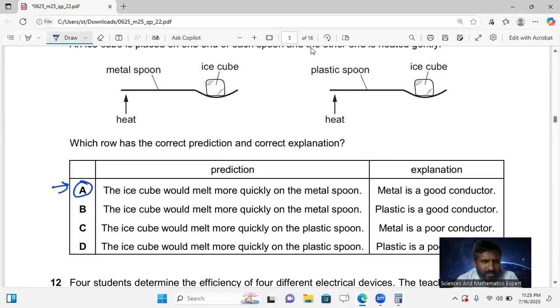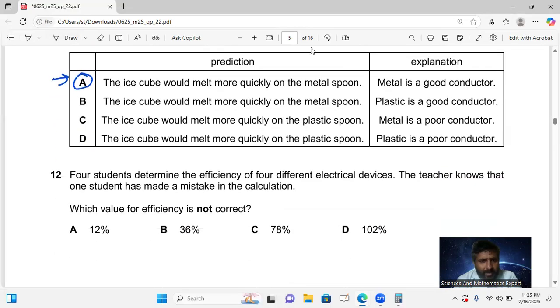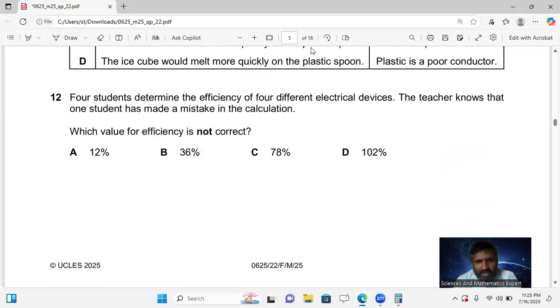So I am not going to discuss the other ones. For a student to determine the efficiency of 4 different electrical devices, the teacher knows that one student has made a mistake in calculation. Which value for efficiency is not correct? Efficiency can be maximum 100%, like probability can be maximum 1. So 102% efficiency is not possible. So this is the right option for this answer.